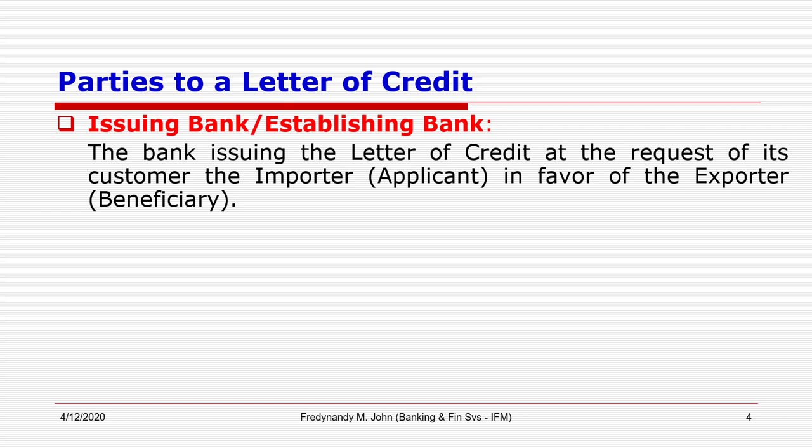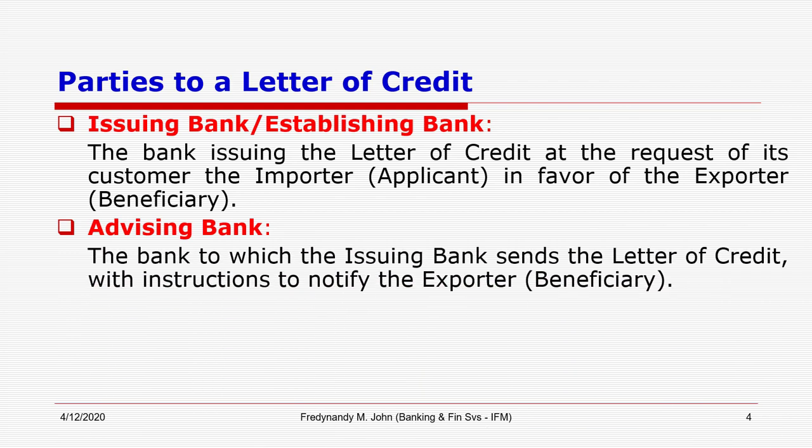Now, this bank, after issuing the letter of credit, will send the information to the exporter through his correspondent bank, which we will discuss later on. And that bank is the advising bank. So what is the advising bank? The advising bank is the bank that will receive information from the issuing bank and advise the exporter. And what kind of information will this bank receive? It's the information or instructions regarding the letter of credit issued by the issuing bank or establishing bank.